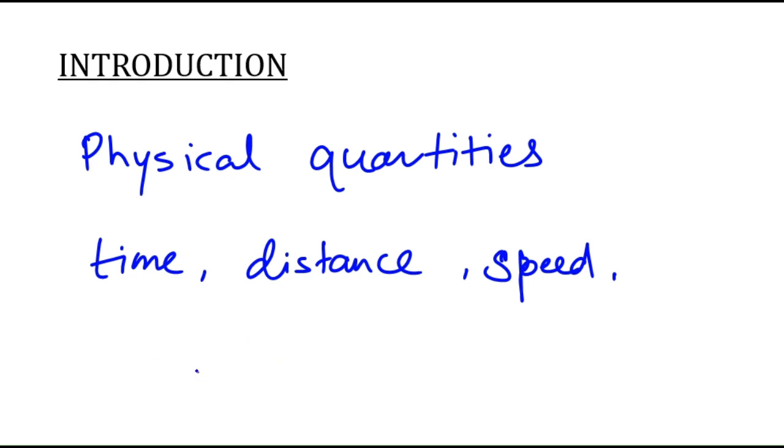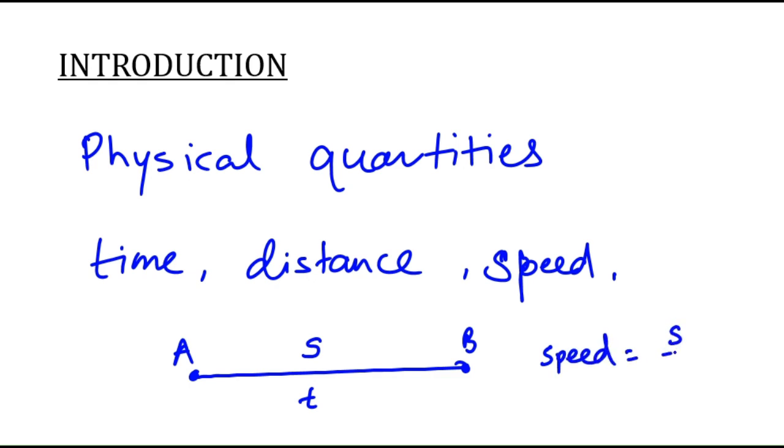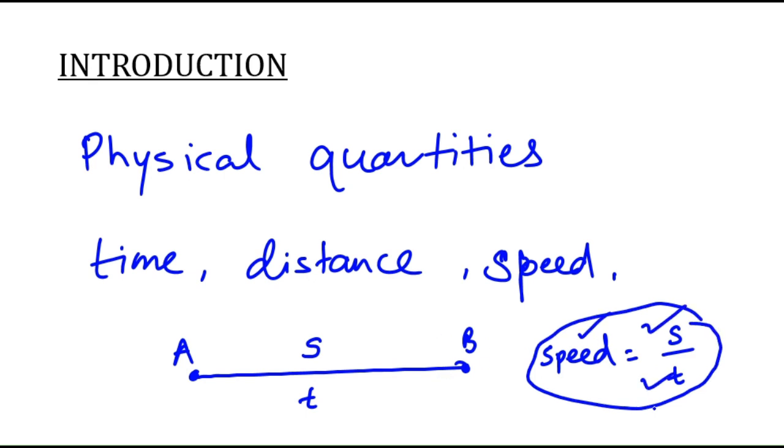For example, let's take this scenario. Suppose a body is moving from point A to point B, and the distance between these 2 points, let's say it is S, and time taken by this body to move from A to B is T. So we can say speed equals to distance by time. So this way we are representing a natural phenomenon which is occurring here in terms of these things, and these things are measurable. So we call them physical quantities.